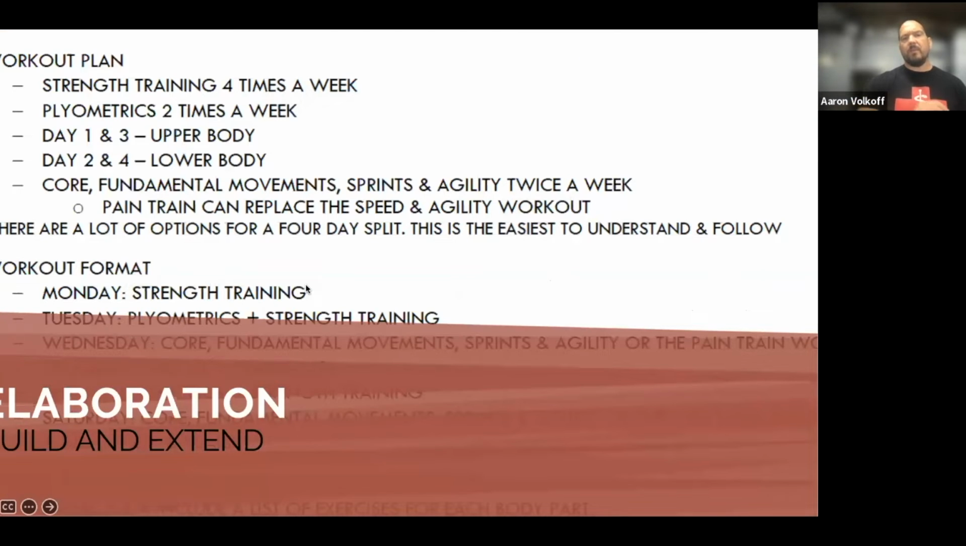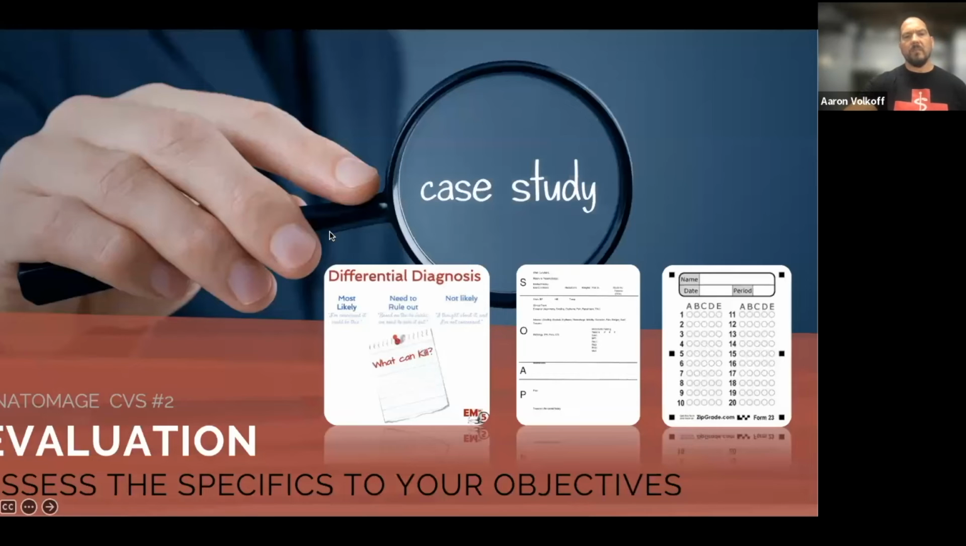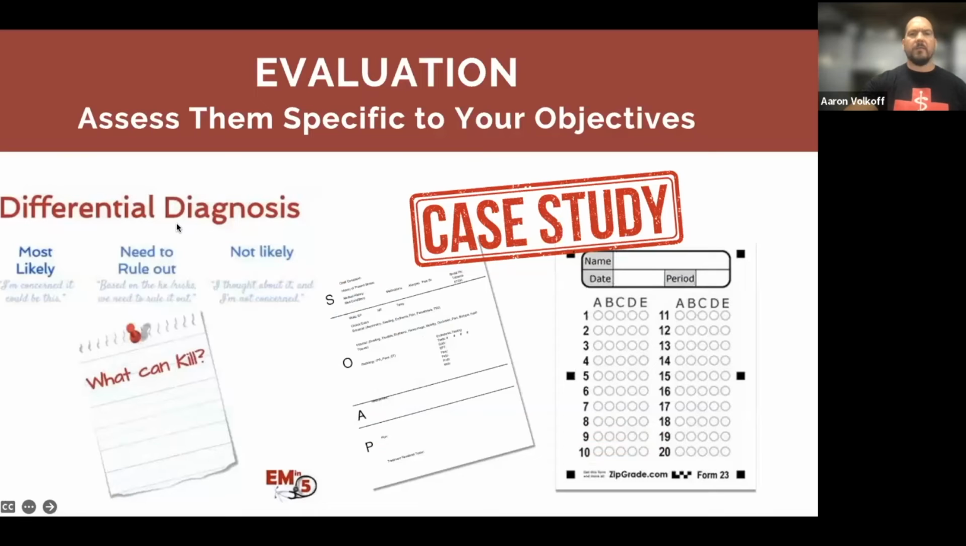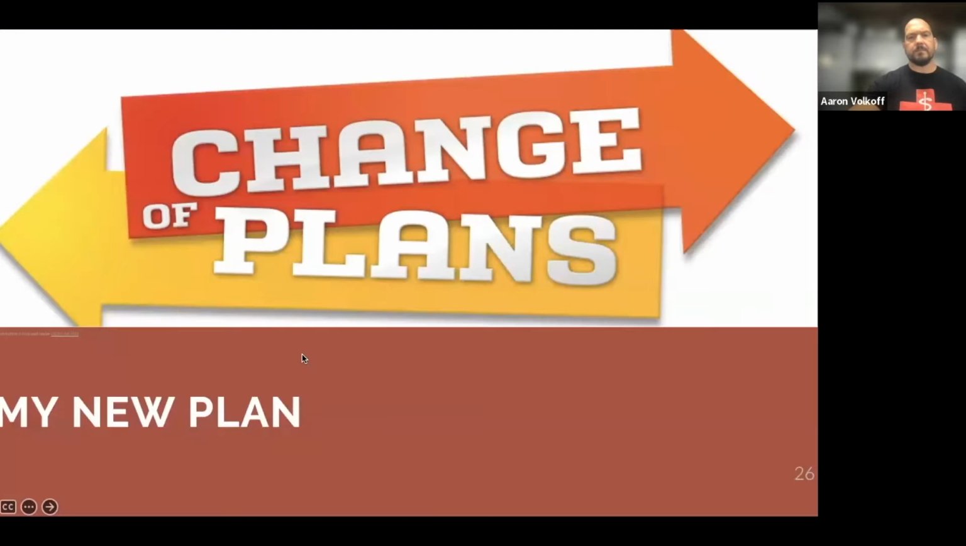So this would be an example of an elaboration where the students actually create a strength training program for an off season for a sport they choose specifically. And then the evaluation could be any form of testing you want. This could be a differential diagnosis. This could be a case study, a SOAP note, and a good old-fashioned written test.